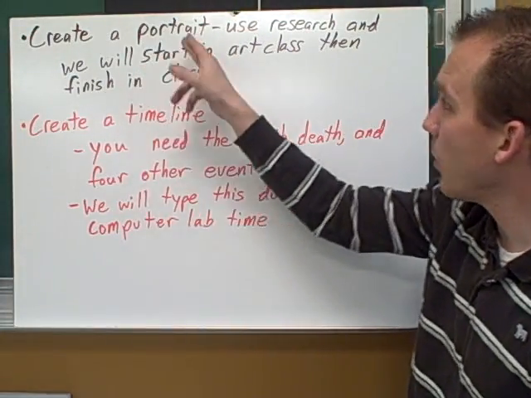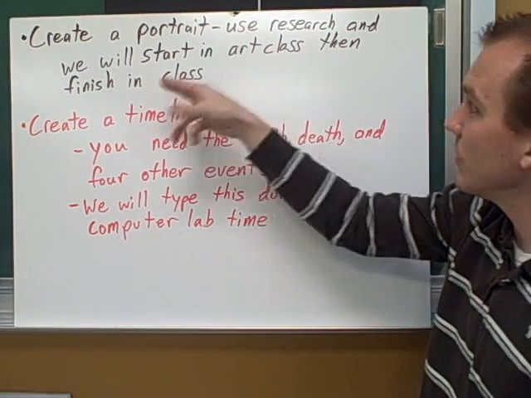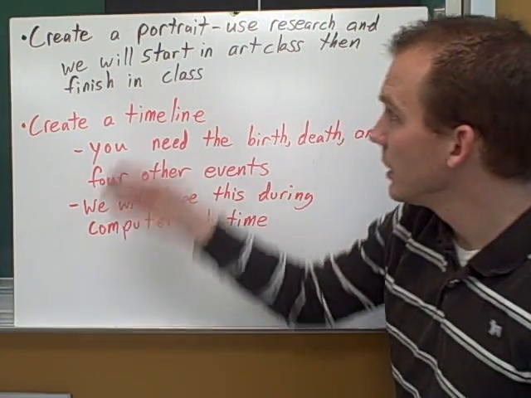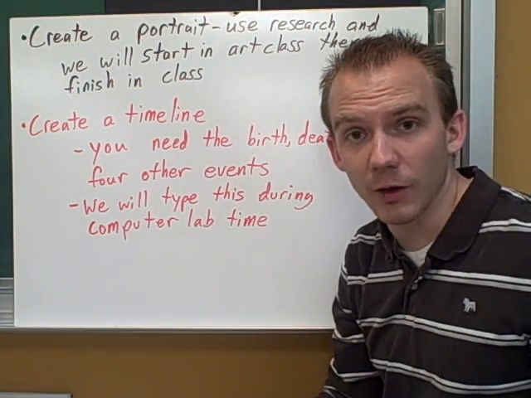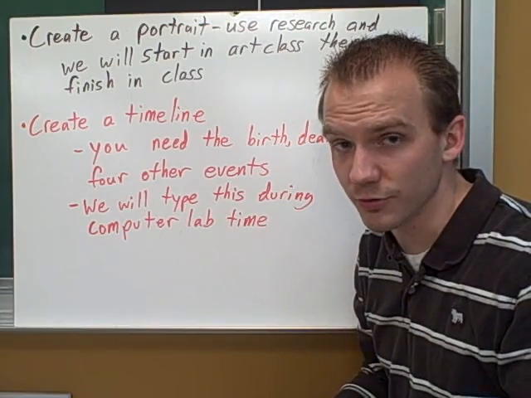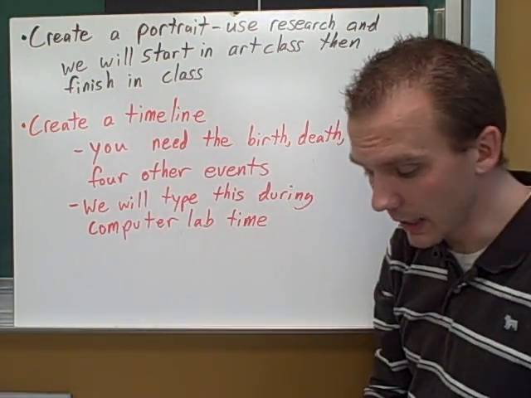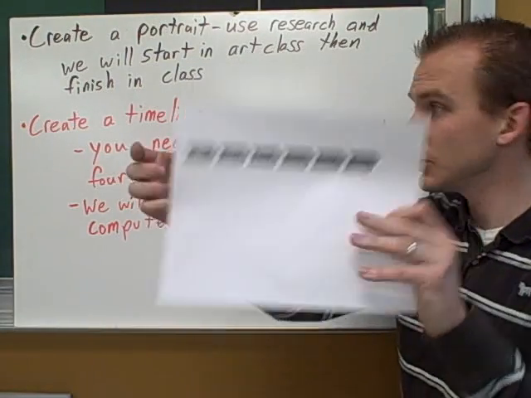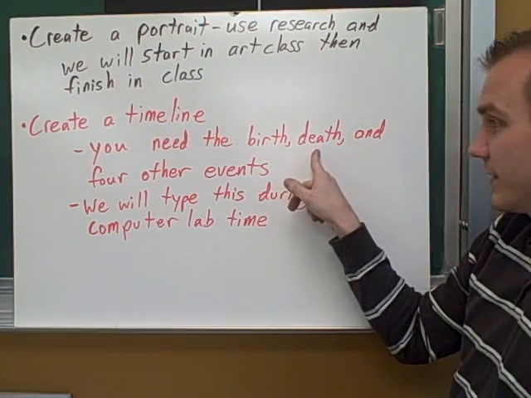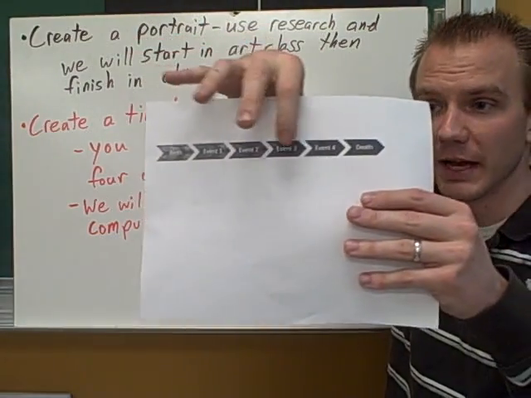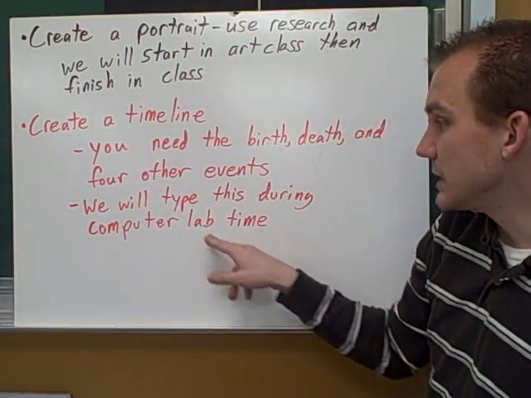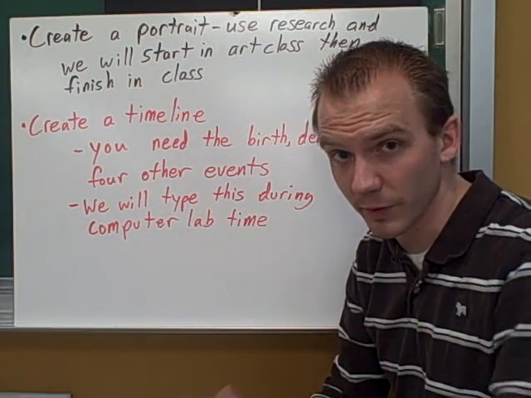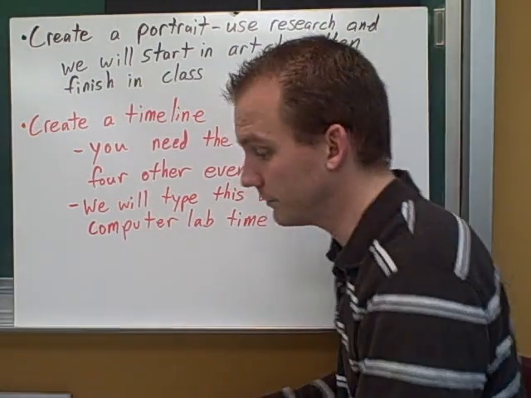Now you'll have to create a portrait. Use your research, and we will start this in art class, and then we'll have to finish it in the classroom. Again, you'll use your research and pictures you found to draw your own portrait. Create a timeline. For that, you'll be filling in a little organizer like this, starting with the birth, ending with the death, and you'll have 4 other events in between. We're going to type this up during computer lab time, but we'll have the notes all taken down before we go, and then when you go, you just are going to type it up.